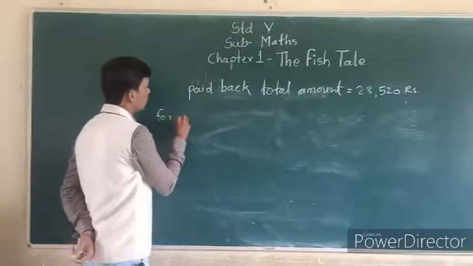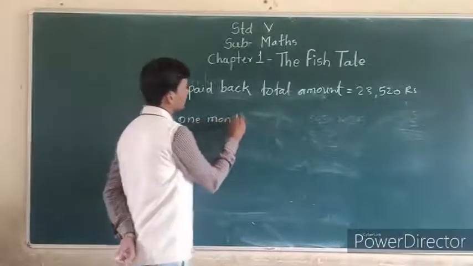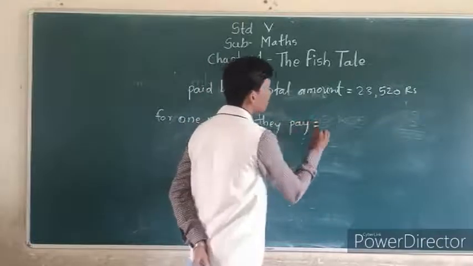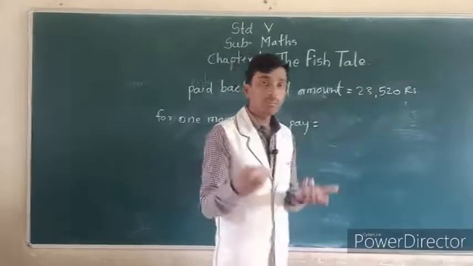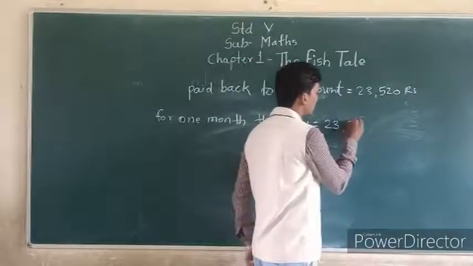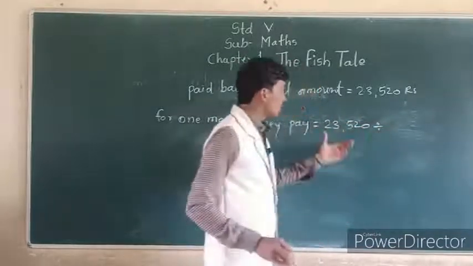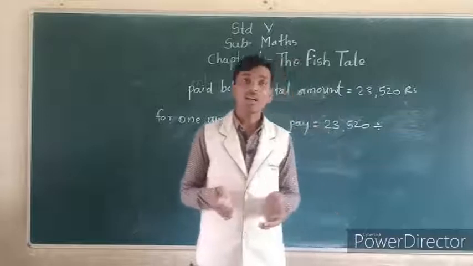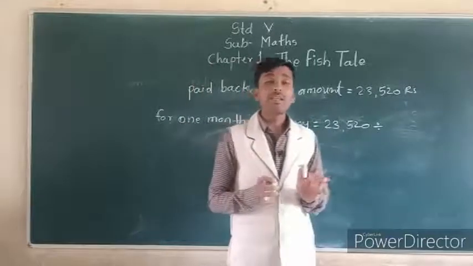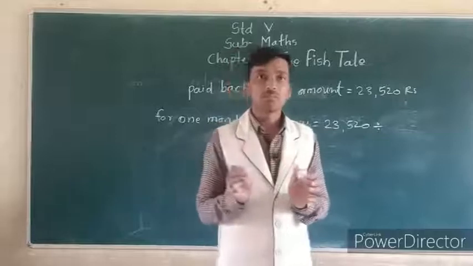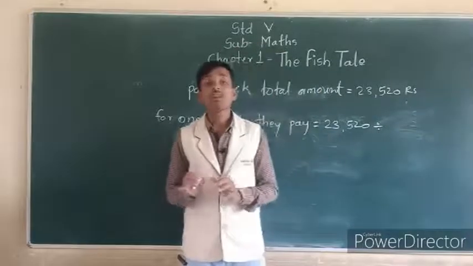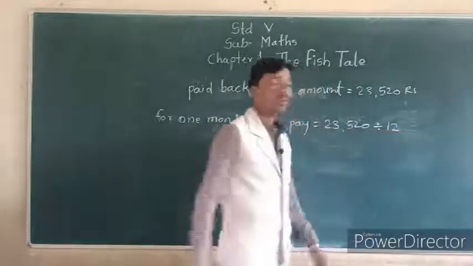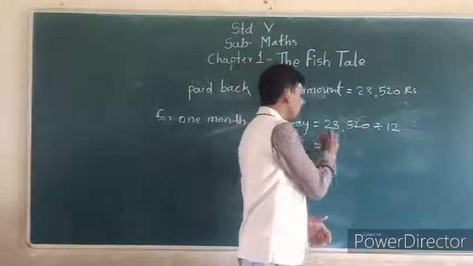For 1 month, they pay is equals to, this is the total amount they can pay. Okay, that is 23,520. Okay, this 23,520, this amount we can divide in 12 parts. Why? Because this loan they can pay in whole year. Means in 1 year there are 12 months. So you can divide this amount by 12. And when you have to do this division, you will get answer.